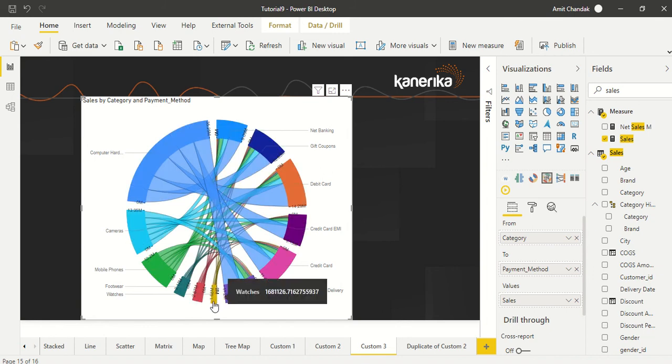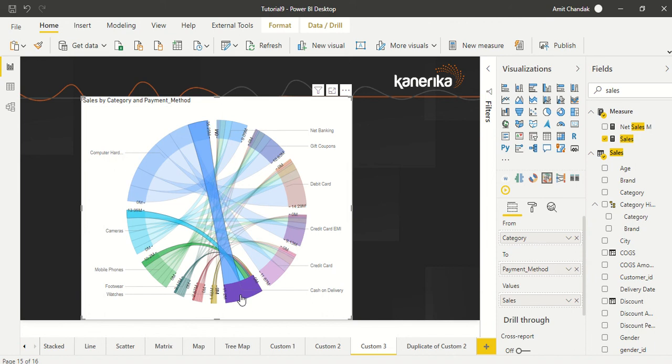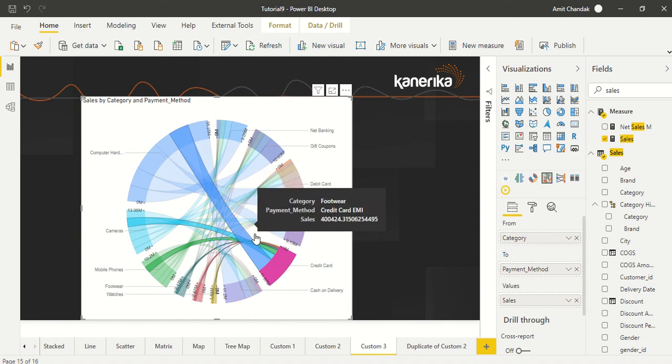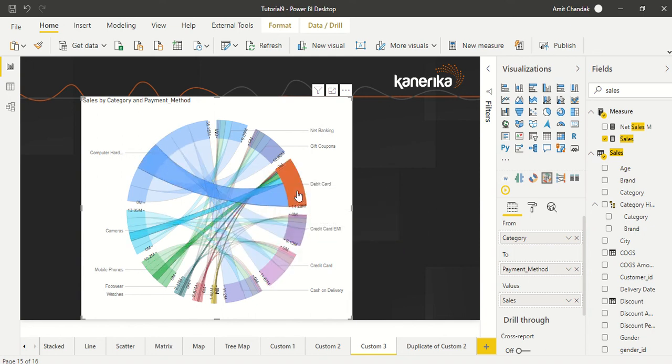Now once we come to cash on delivery, where cash on delivery is big, it is big in computer hardware. Where credit card is big, again computer hardware is dominating, so it is pretty big there. That's pretty obvious, because whatever occupies the bigger chunk is going to have the bigger value. This is how you can see the distribution. There are places where you would like to know how big a value is, like the relationship between computer hardware and gift coupons in terms of sales.